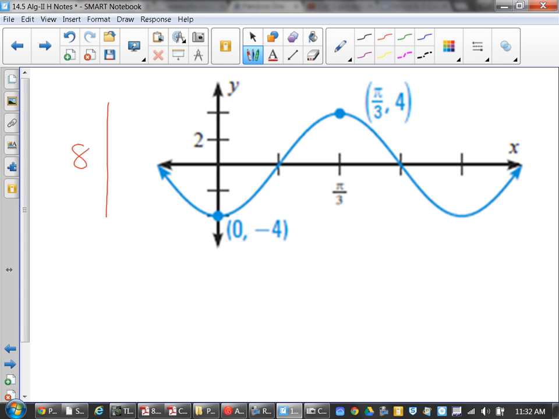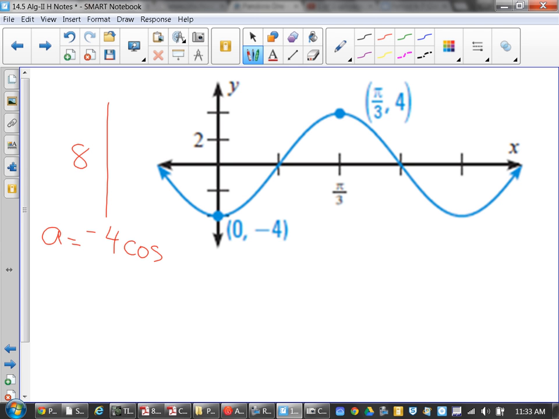Now, what is your amplitude? What's your A value? 4. Your A value here is going to be 4. Now you have to decide, is it going to be a positive or a negative 4? Notice how it starts at its minimum value. When it starts at the minimum value, that means it's cosine, and since it started at the minimum, it's negative, so your A value is negative. Cosine starts at a maximum or a minimum. Sine starts at 0, or whatever value's been replicated.